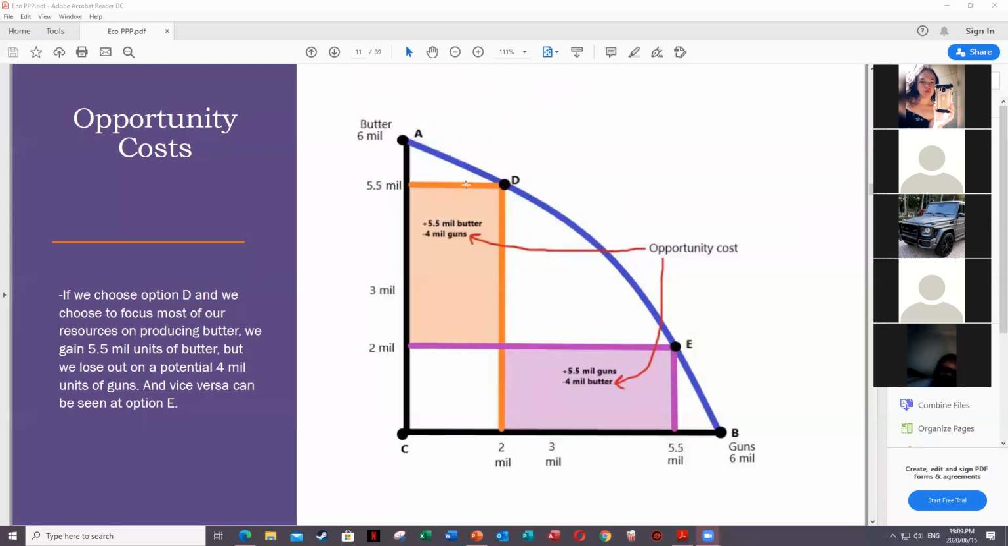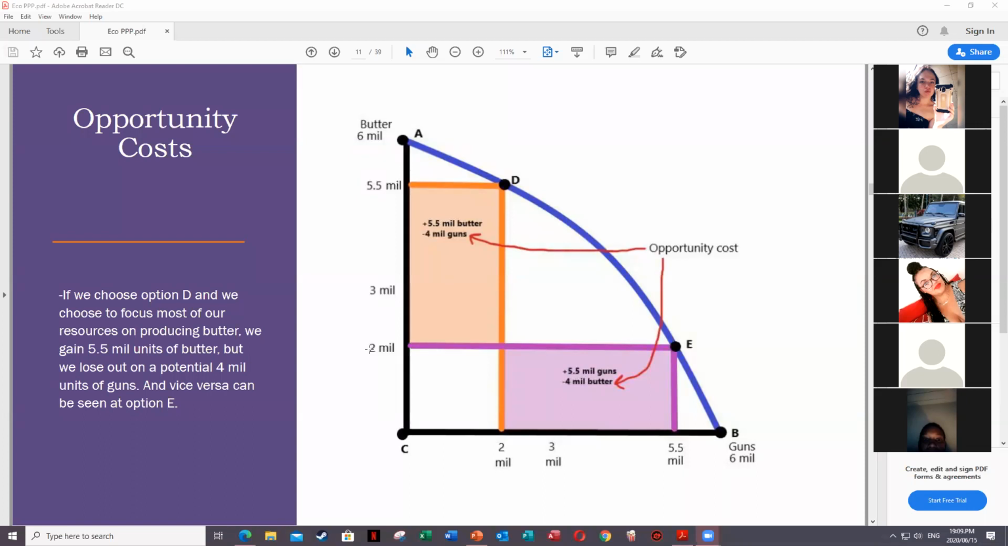So we're choosing to produce 5.5 million units of butter, and we're focusing most of our resources on butter. But then if you go down, we're only producing 2 million units of guns. So the opportunity cost of D would be 4 million guns, because 6 minus 2 is 4. So that's the cost that we're missing out on. And obviously vice versa. If we decide we're going to produce 5.5 million guns, then the opportunity cost would be 4 million units of butter that we could potentially be producing.